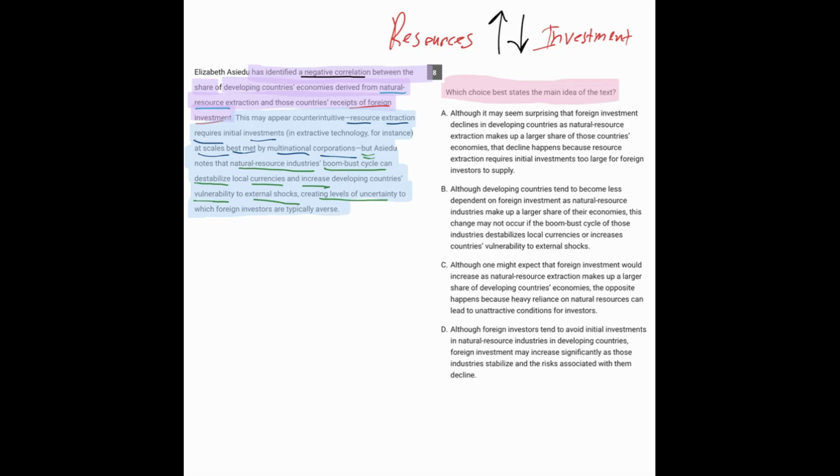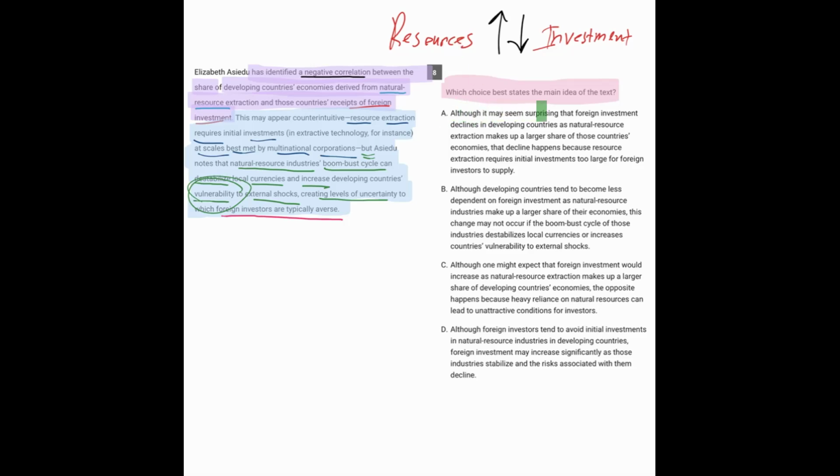So, long story short, right there, although it would seem that big companies are the best equipped to extract natural resources, it actually seems that natural resources are the most vulnerable to boom bust cycles and problems with their currency. They're the most vulnerable right here. And there's a lot of uncertainty, and foreign investors are very averse to that. So, long story short, you would think that as you have more resources, you're going to have more investment, but it actually turns out that it's the opposite because resources are tied to a lot of volatility and uncertainty. So let's start looking at the answers.